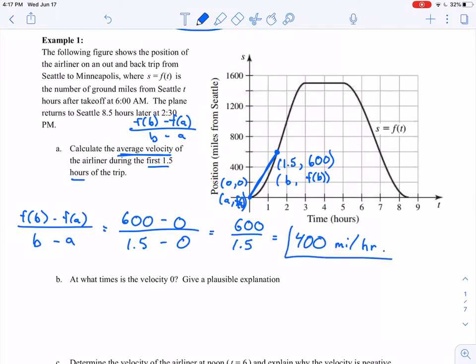So there is our average velocity. We picked 2 points on our graph right here, and we found the slope of that secant line that connects those 2 points. That's really all we did here.